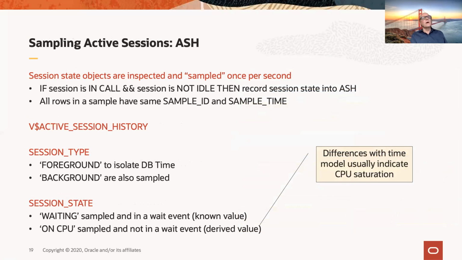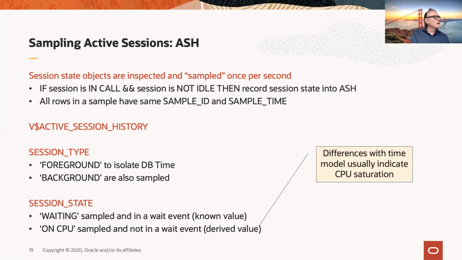All right, ASH is basically sampling active sessions in the database. If the database session is in a call, and the session is not idle, then we capture state information into ASH. And in the $V view is $V active session history. Everyone should know that. Pay attention to session type and session state, because ASH samples both backgrounds and foregrounds. So if you're trying to do some kind of DB time calculation, you've got to focus on foregrounds. And then ASH makes it easy for you to tell whether a session was on CPU or waiting.